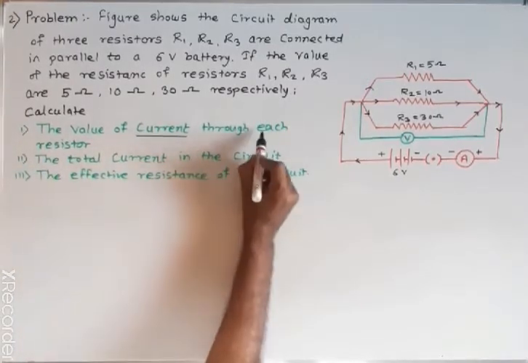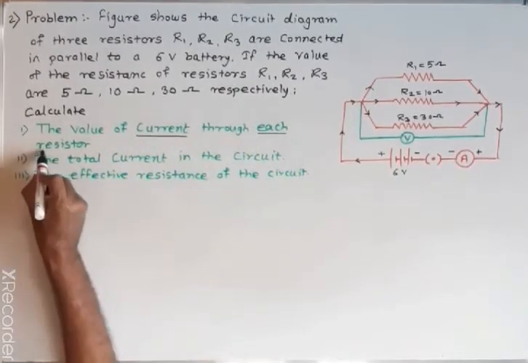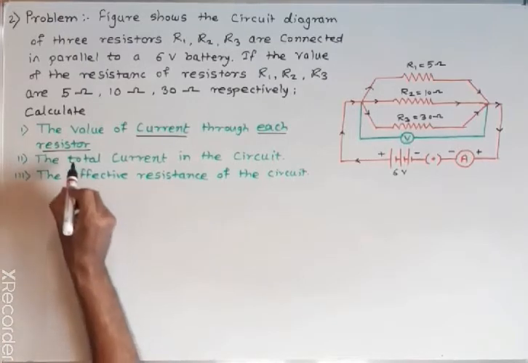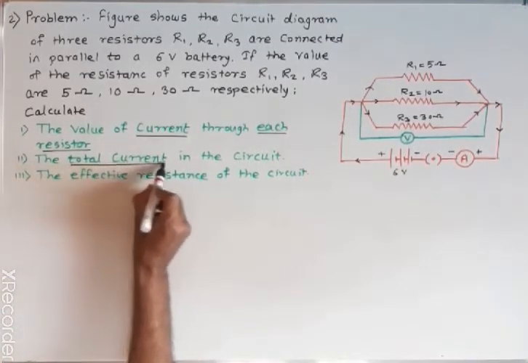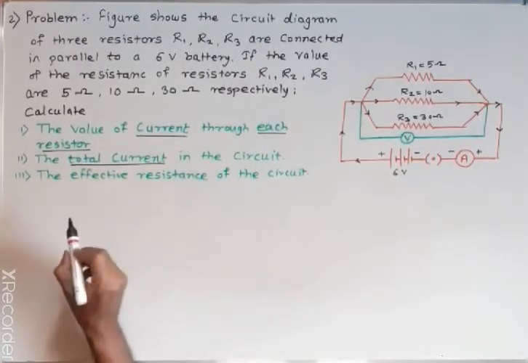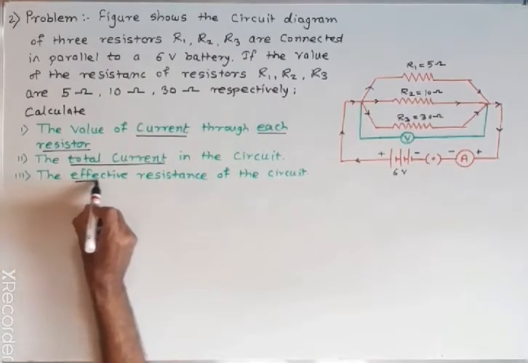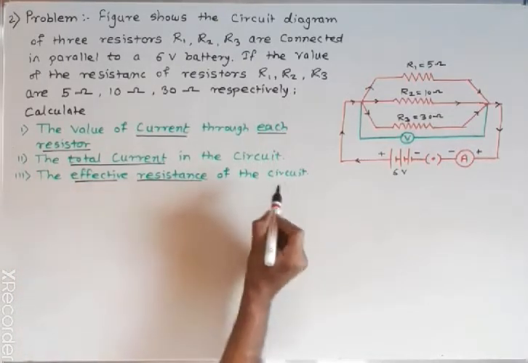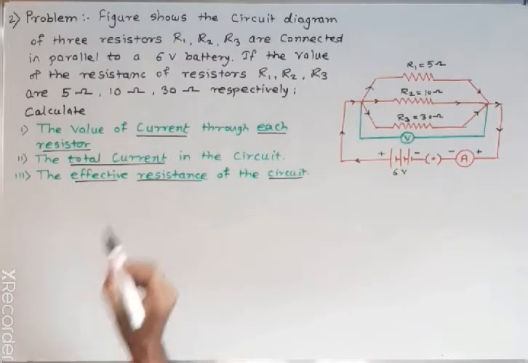Through each resistor. Second, the total current in the circuit. And the third one is the effective resistance of the circuit. These three things we have to calculate. Now, dear friends, we'll proceed one by one.